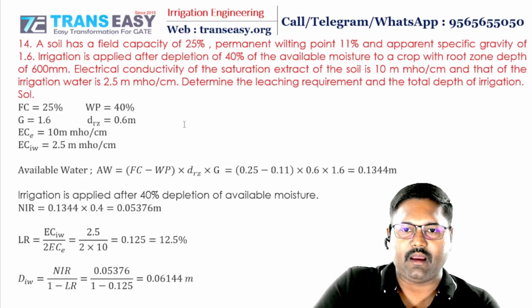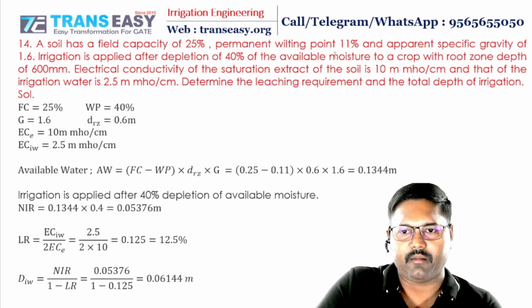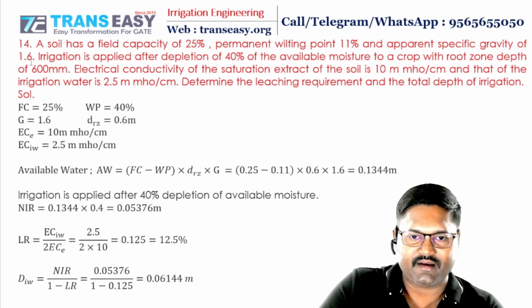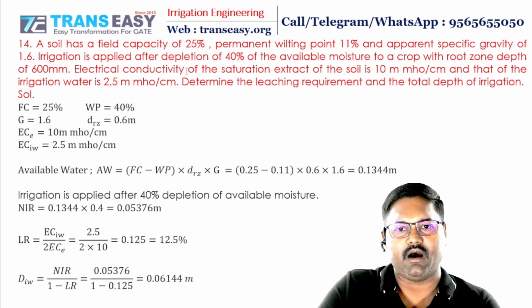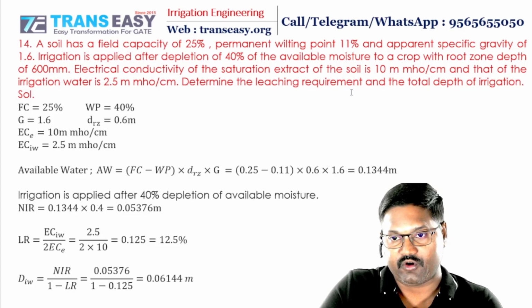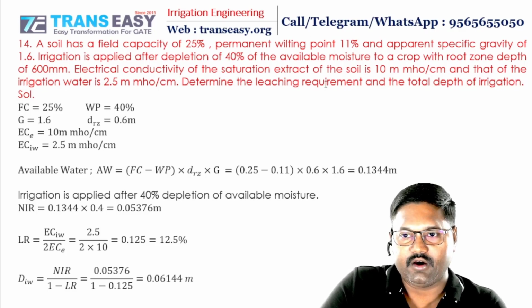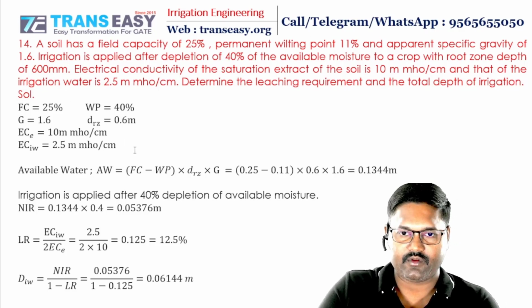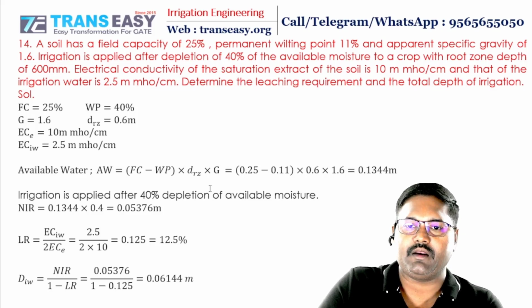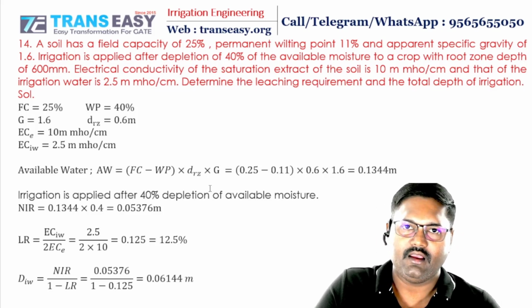A soil has field capacity of 25%, permanent wilting point 11%, and the apparent specific gravity 1.6. Irrigation is applied after depletion of 40% of the available moisture to a crop with root zone depth of 600 mm. Okay, so irrigation is applied after depletion of 40% of the available water.